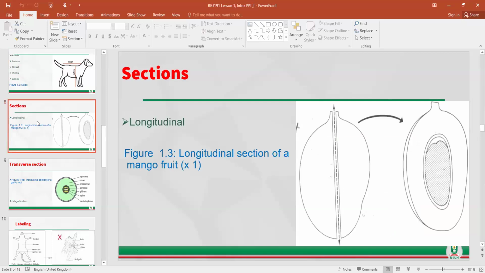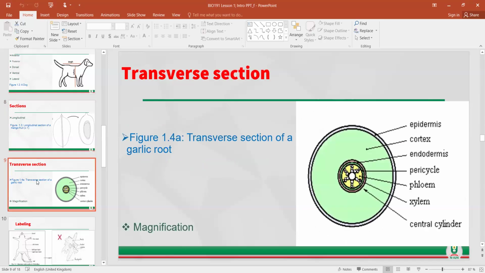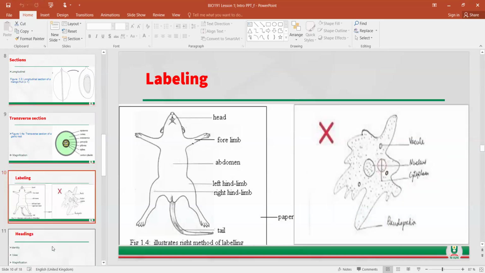Now let's see the sections. We have two types of section. It can be longitudinal, cutting open from top to bottom. As we see here, a longitudinal section of a mango, where it cuts open, this is what you see. Then it can be transverse, cutting across to give you a transverse section. For example, we see here a transverse section of a garlic root. When we talk of magnification, we are looking at the size of your drawing compared with the object. If it's twice, it is times 2. Multiplication is represented by times. If it is half, it is times 0.5, and so on and so forth.